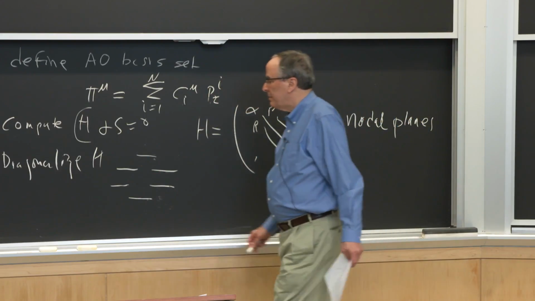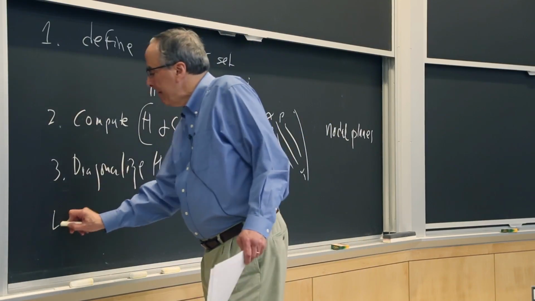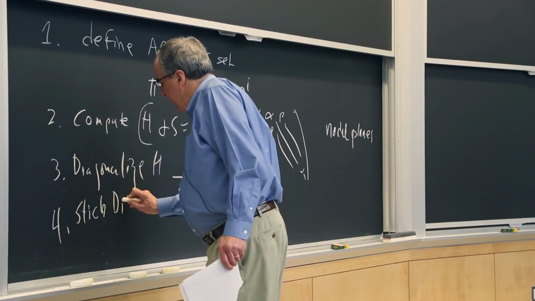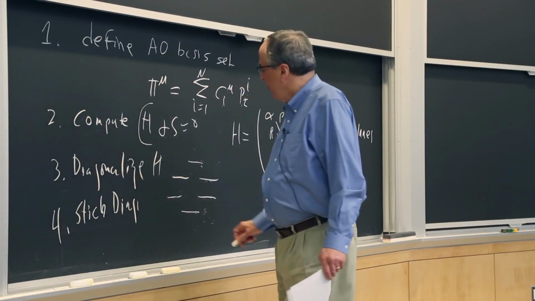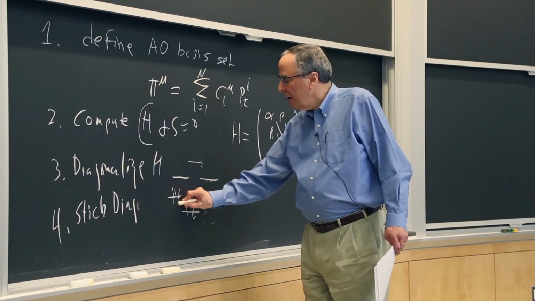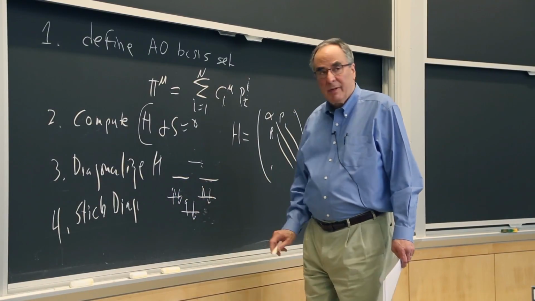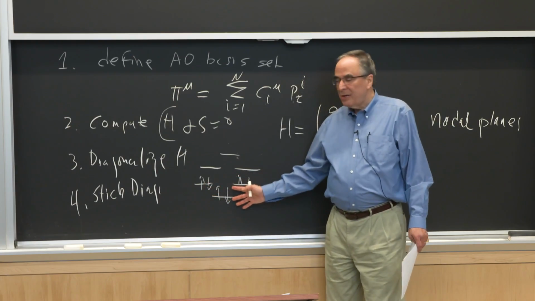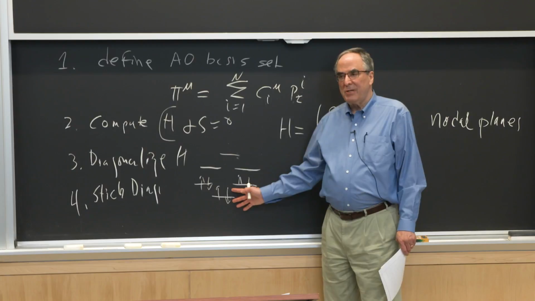And then stick diagrams. We fill electrons into orbitals in energy order. And for benzene, there's 6 of them. And so this is then the lowest energy state of benzene.